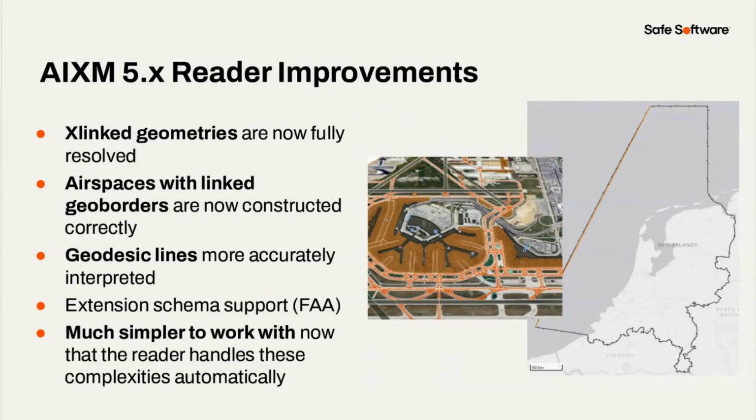So the new 5X reader, basically there's a bunch of bug fixes in there. There's full support for the Xlink geometries. Airspaces can now handle those linked geoborders. Geodesic lines are supported. And then just a side note, as I had a recent support case about this, there is an application schema entry. So if you have a profile like FAA, you can just link that in on the reader. So ultimately, our goal is to make it simpler to work with this complex data structure.